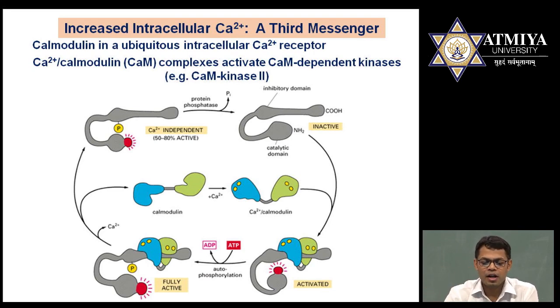This CAM kinase has certain cellular functions which I have already explained in the previous video. And finally, if it needs to be deactivated, there is a simple mechanism. Now, calcium will be removed from the calmodulin. It will enter into the endoplasmic reticulum. If calcium is not present, calmodulin will be deactivated and CAM kinase is also deactivated. This is how all this transduction mechanism occurs.